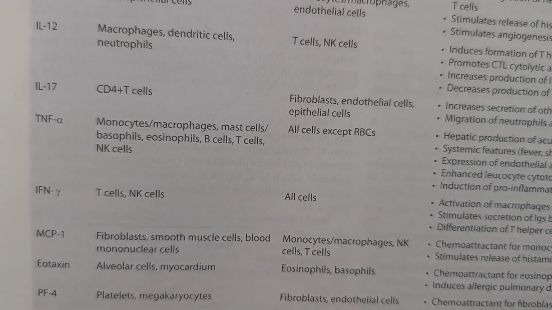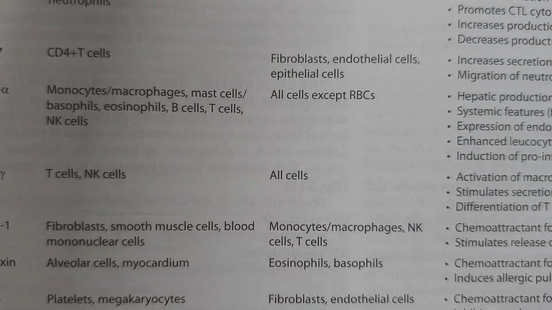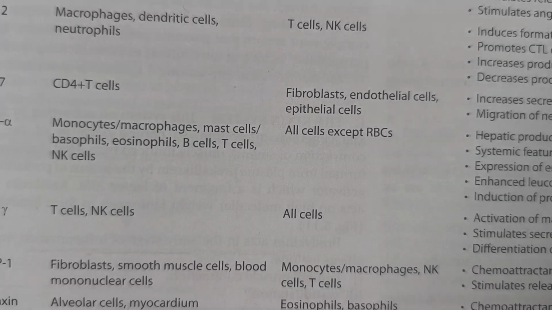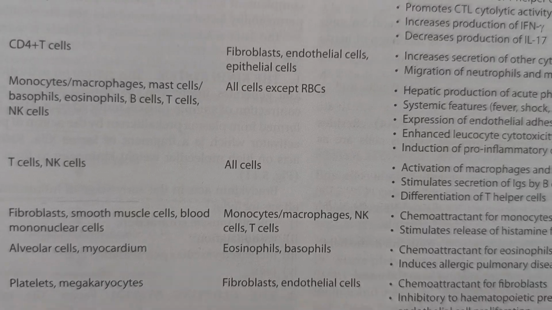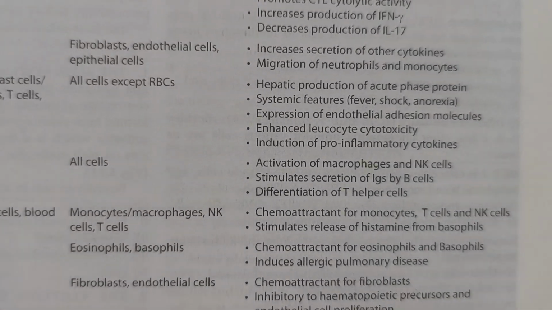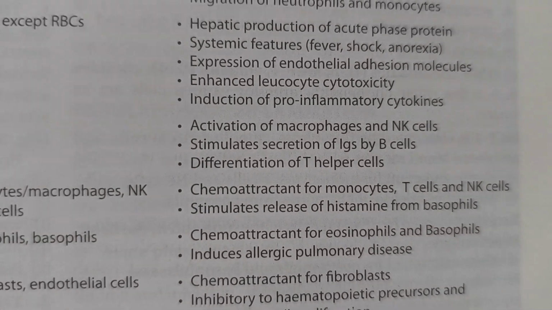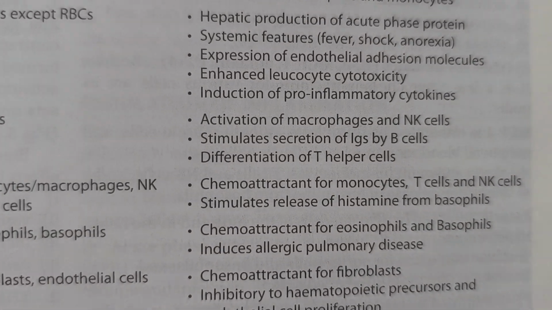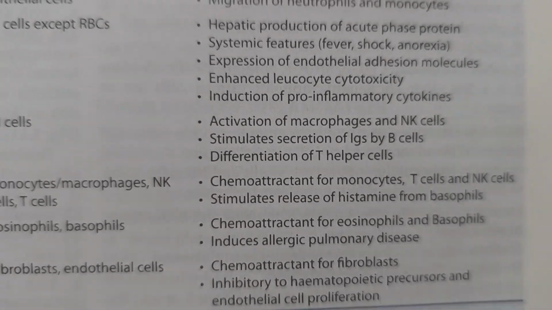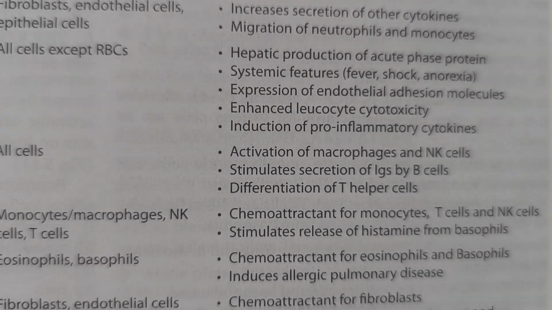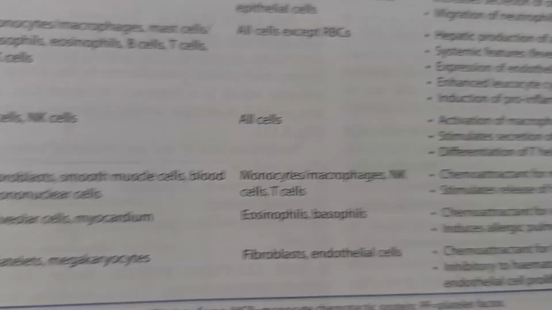TNF alpha: the source is monocytes and macrophages, mast cells or basophils, eosinophils, B cells and T cells and neuroendocrine cells. The target cell is all cells except RBCs. The action is hepatic production of acute phase proteins. Systemic features are fever, shock and anorexia. It causes expression of endothelial cell adhesion molecules, enhances leukocyte cytotoxicity, and induces pro-inflammatory cytokines.